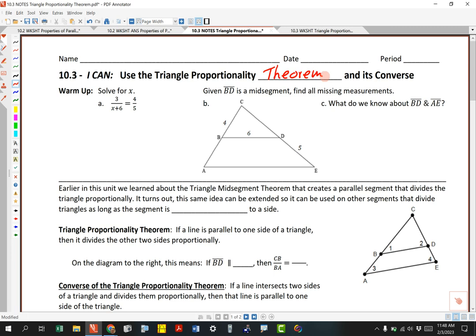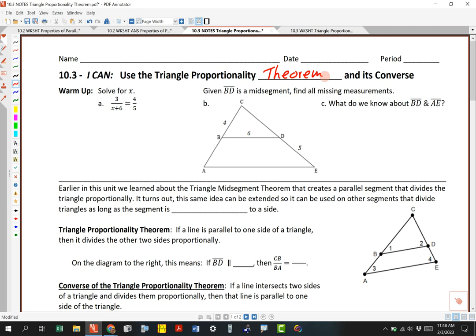and its converse. Can somebody remind us what a converse of a theorem is? We've talked about it a few times. You talked about it last year. Yeah. It's when we go backwards. So when we have the hypothesis, the if part, and the conclusion, the then part. Okay, that's the theorem. And if we can switch those, that's its converse.